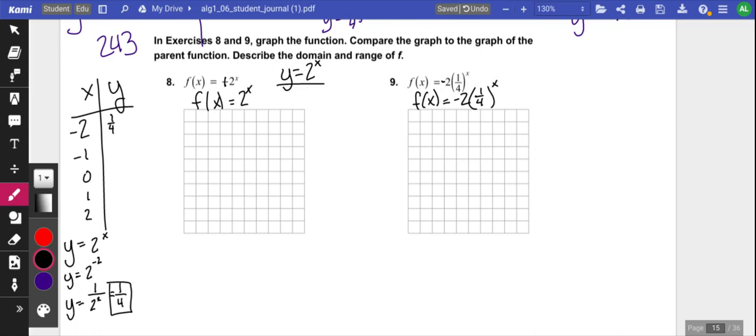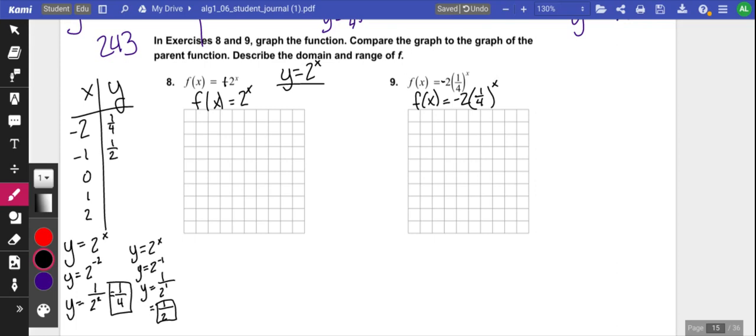I'm just going to keep doing this for all these different values. Okay, so y equals 2 to the x. I'm going to do the same thing for -1. Okay, same thing. I can call that 2 to the 1st power if I really want to, but we know that 2 to the 1st power is the same thing as 2. We can simplify that down. Okay, so 1/2 there for -1.